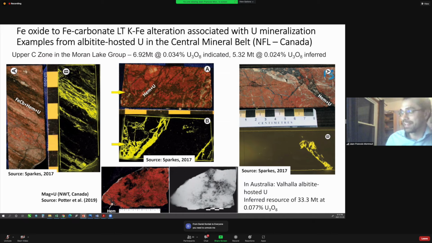Exactly. Michelin is not an IOCG. It's an IOU, so it's an iron oxide uranium. And then there's a full suite of other mineral assemblages that are associated with uranium.